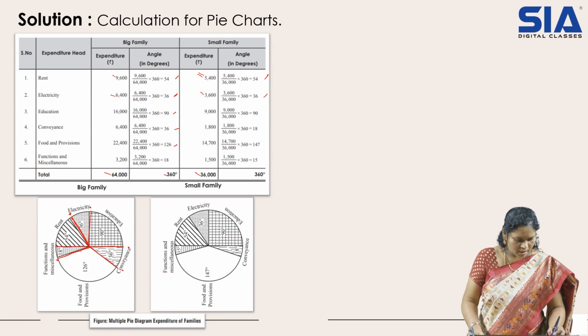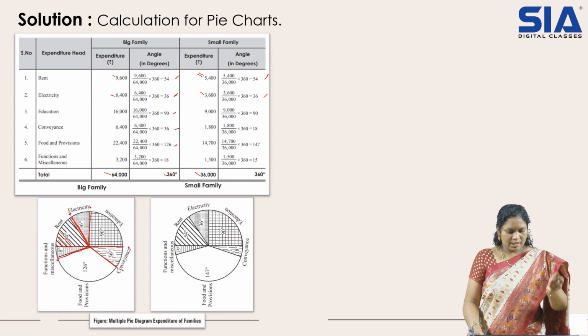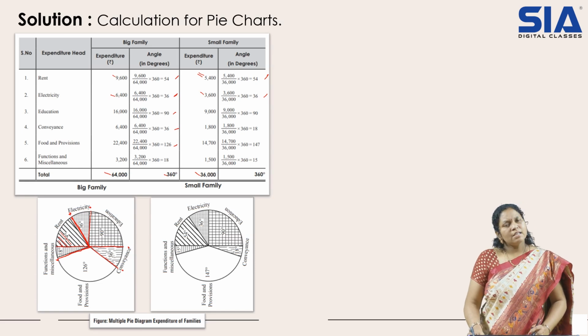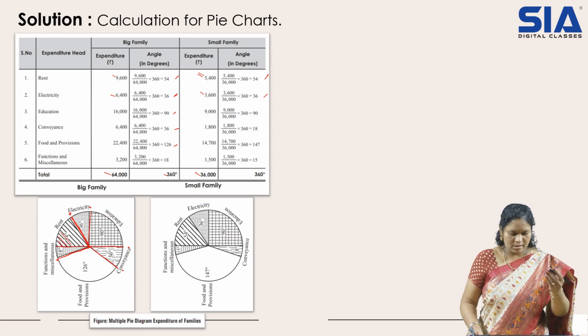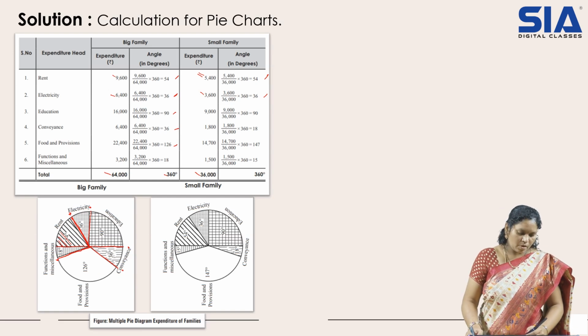Some slanting lines I have shaded like this for rent. Next, for electricity, shade some other design, and the next one more like that. Some part you can leave empty also. I have completed the entire shading, and the numbers, that is the degrees, I have also written in between itself.